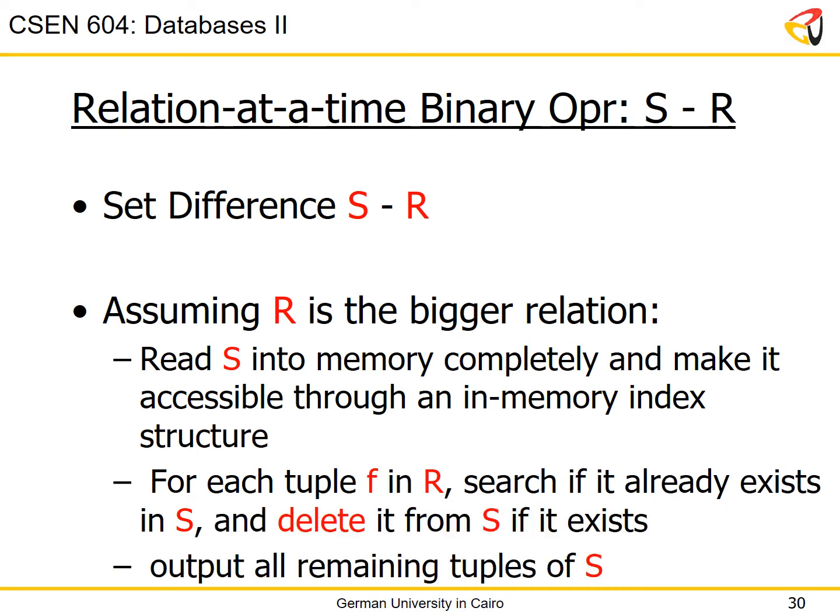What about S minus R? Again, read S into memory and make it accessible through an in-memory index, and then this is a little bit new. For each tuple in R, I will search if it already exists in S, and I will delete it from S if it exists. So what will remain in S are things that are only in S but not in R, which is exactly the meaning of S minus R, and I will output that.